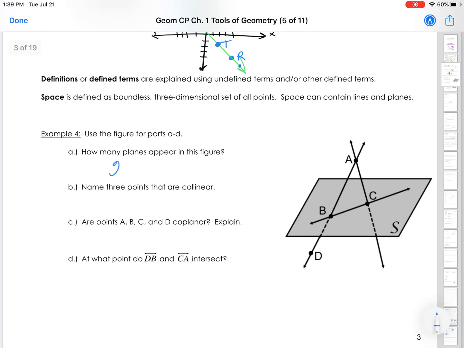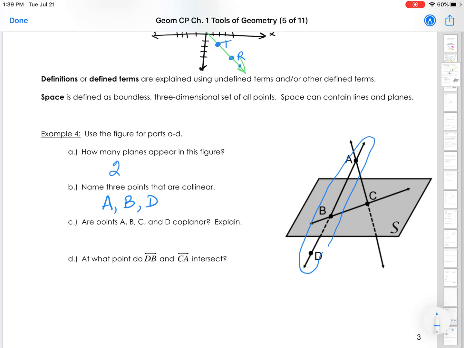So in reality, there are definitely two planes visible here. Name 3 points that are collinear. All right, so I see that B and C are on the same line, but I don't know another point there. I see A and C are on the same line, but again, I don't have another point. But if I take a look at this line here, I see that A, B, and D are all on the same line.